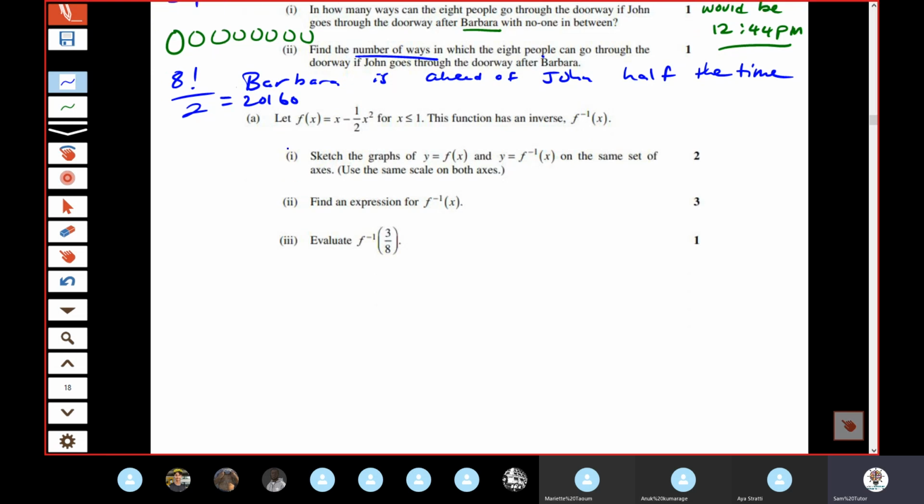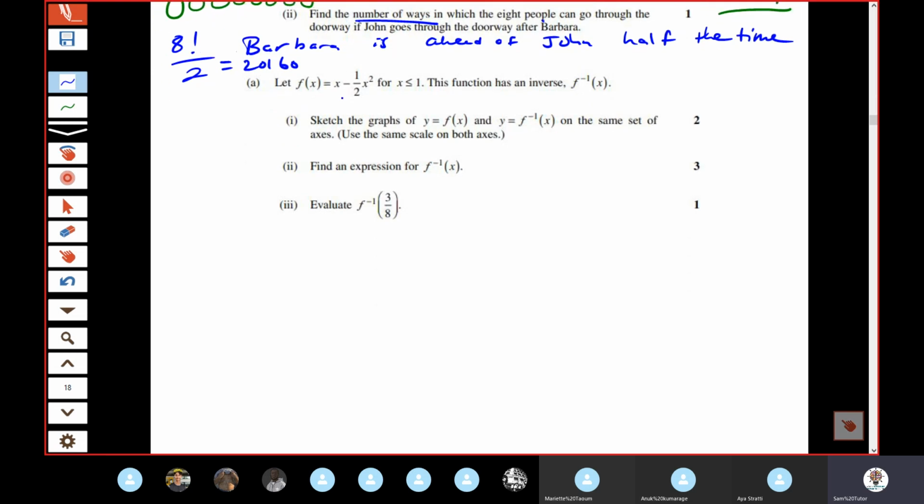Let f of x equal x minus 1 on 2 x squared, sorry, 1 on 2 x squared, for x less than or equal to 1. Because if it wasn't, then it wouldn't have an inverse. It's a parabola, which we know does not have an inverse because it fails the horizontal line test. So the fact that it says x is less than or equal to 1 makes it invertible. This function has an inverse. Sketch the graphs of the original and the inverse on the same set of axes. Use the same scale on both axes, please.